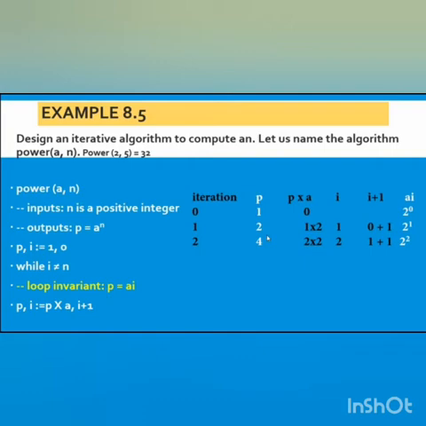Then we have to check the loop invariant. The p value is 4, and the a power i value is 2 power 2, that is 4. So 4 is equal to 4. Here the loop invariant is true. Then the next iteration, 3.